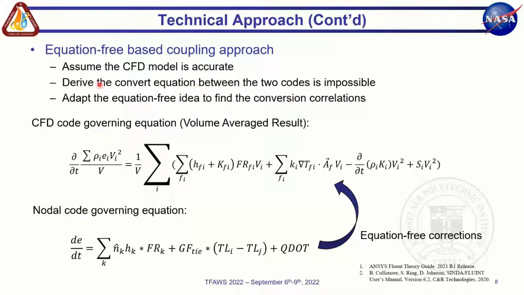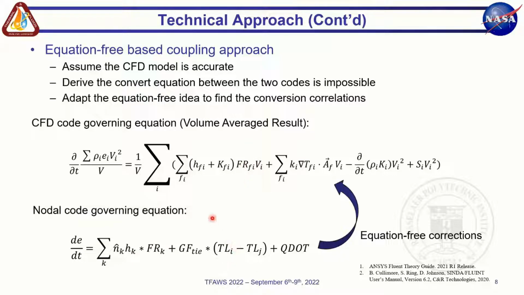The reason we can do this is that we assume the CFD model is accurate, but deriving a conversion equation between the two codes is impossible. For the CFD code, we use the volume-averaged governing equation, because the nodal code can only give results within one node. So when we want to compare, for example, the temperature, we need to calculate a corresponding volume-average temperature in our CFD result. The governing equation of the CFD result is shown here, and the governing equation for the nodal code is shown here. And it's really impossible to derive a conversion equation to convert our nodal code result into the CFD result.